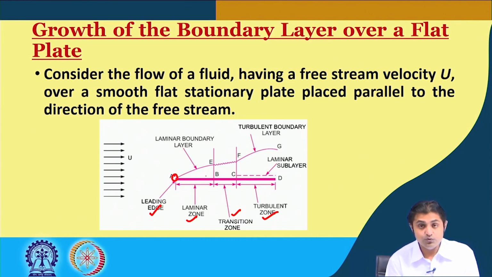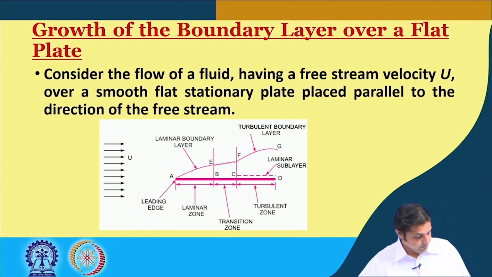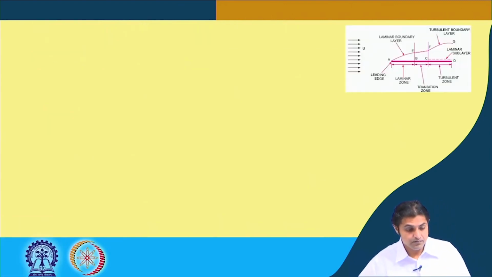So, the first few units over the flat plate are going to be laminar, that is the laminar zone, after which the flow in this region is going to be a transitional zone, and after that this is a turbulent zone where the entire flow will become turbulent. So, now we have put the drawing here, so that will be of help when we start writing some of the equations.